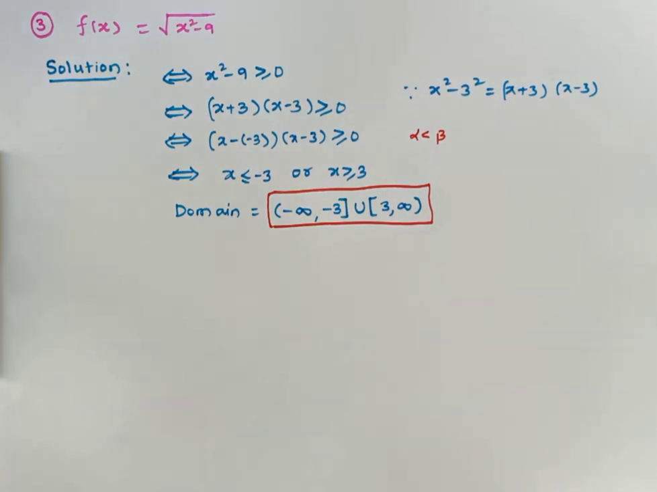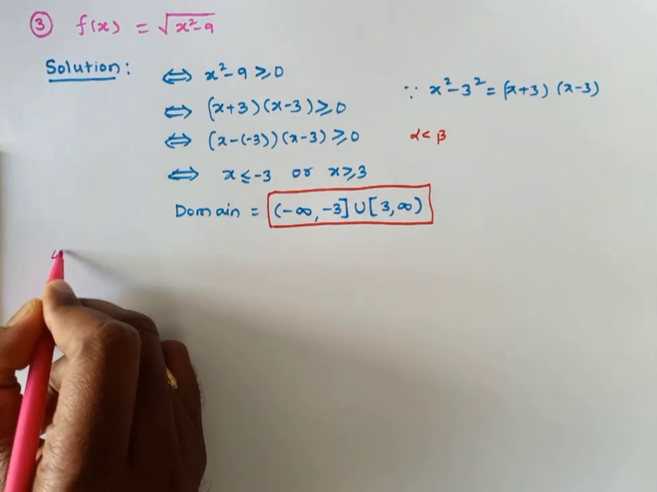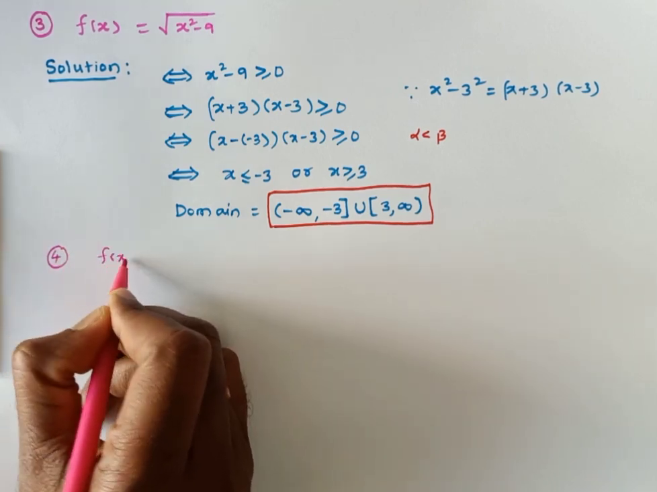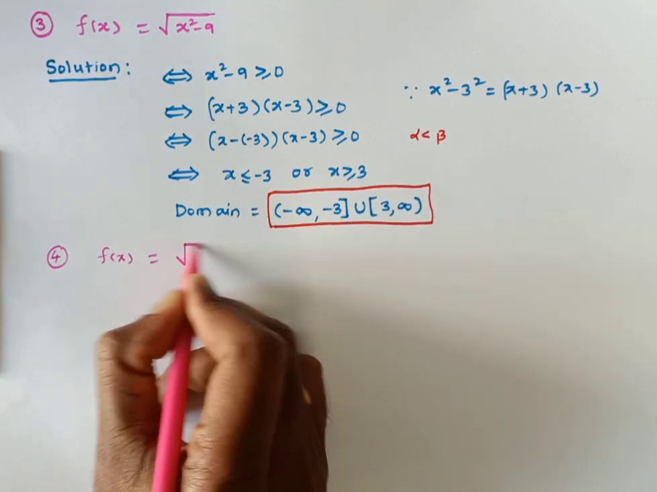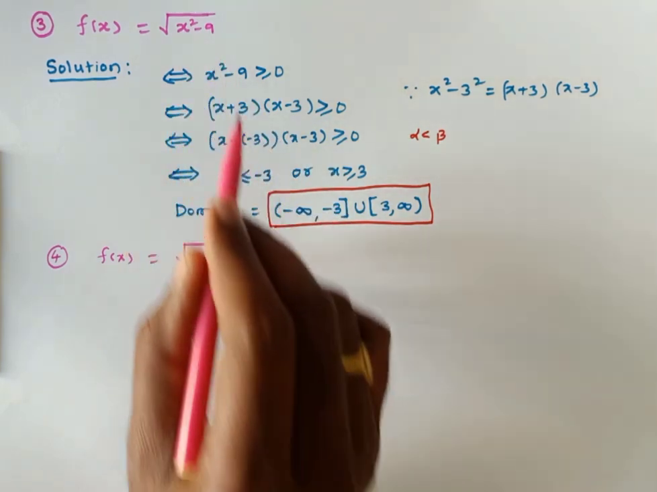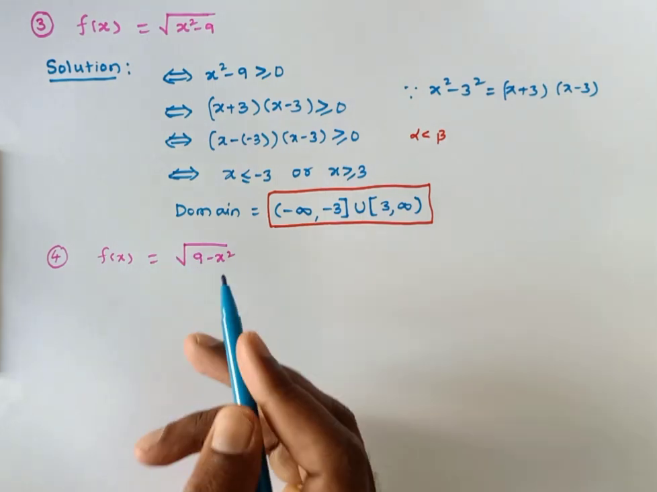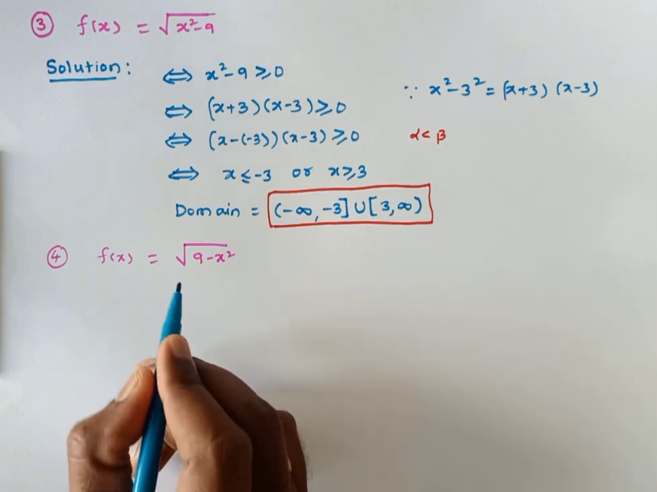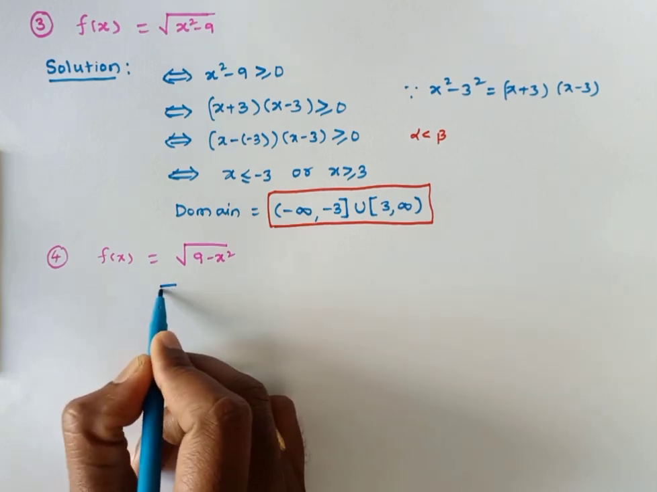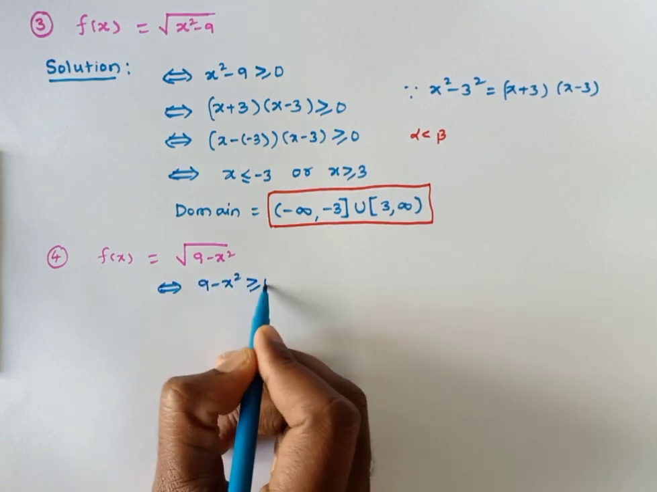So next, number 4. f of x is equal to the root of 9 minus x square. This is not x square minus 9; here I am taking 9 minus x square. Now see, the root of something is there, so the something is always greater than or equal to 0. To evaluate the domain, you just need to take 9 minus x square is greater than or equal to 0.